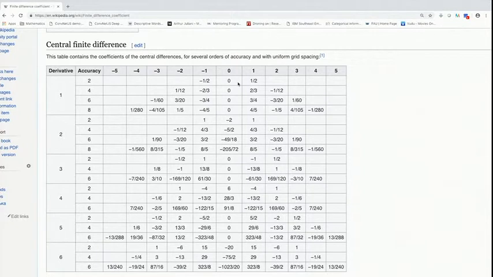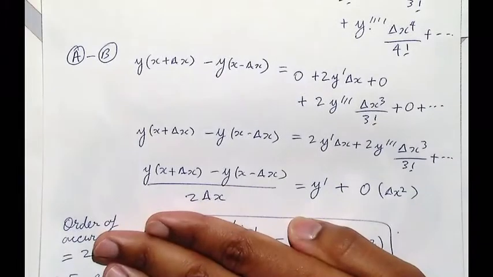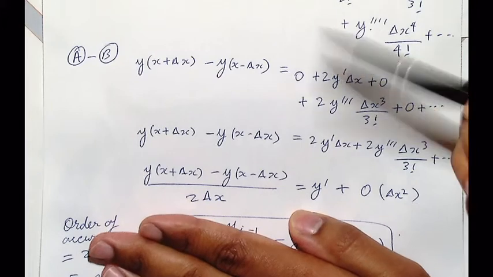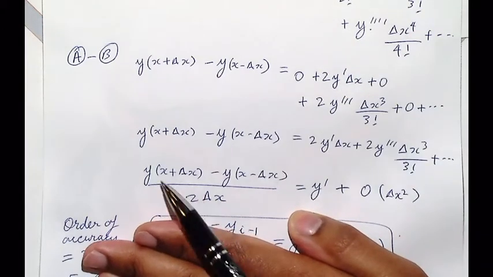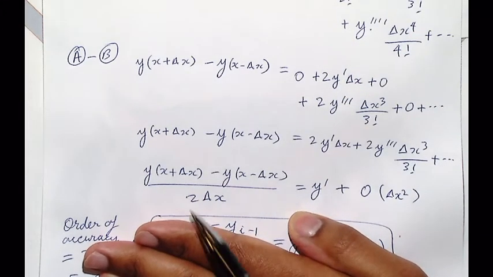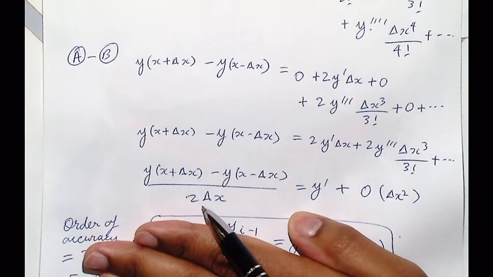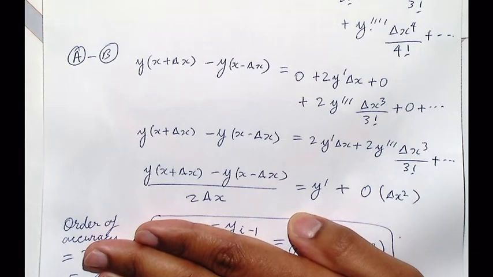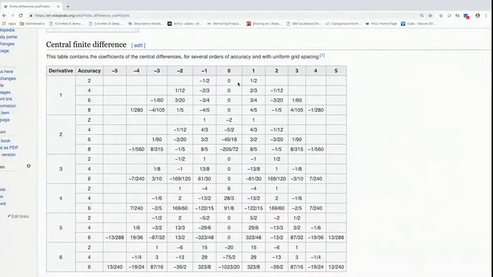So if we switch to the docucam again, this expression is y i plus 1, y i minus 1, and both are multiplied by half. You see the 2 in the bottom here? That's exactly what the Wikipedia table was saying. And if you want a fourth order accurate estimate, you would need to go 2 left and 2 right, and you don't take the centered one, okay?